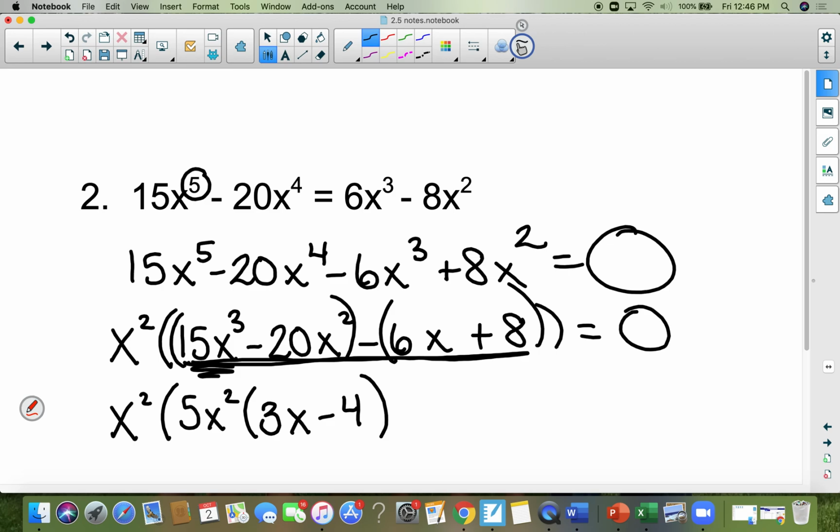If you take out negative 2 out of these two, remember that this is a negative 6x, so that needs to be 3x, and this also needs to be a negative 4. And I check it to see if I did it right. If I took a negative 2 out, I check it. That's a negative 6x. That's a positive 8 equals 0.